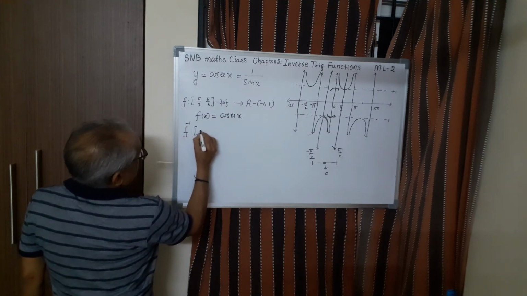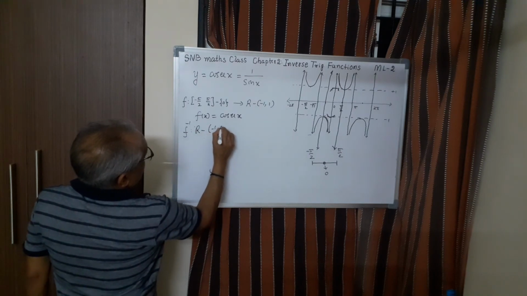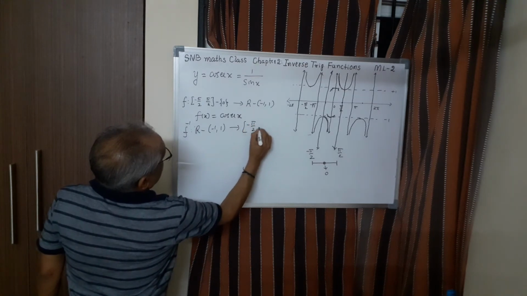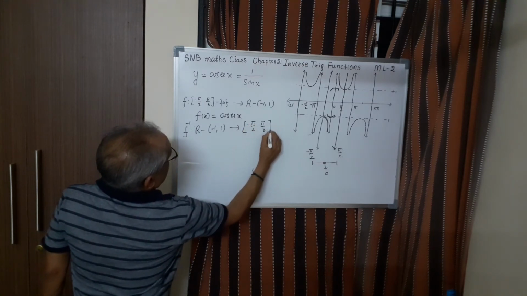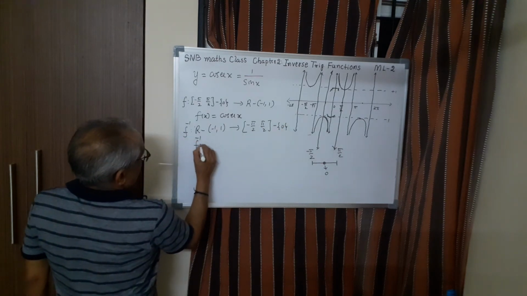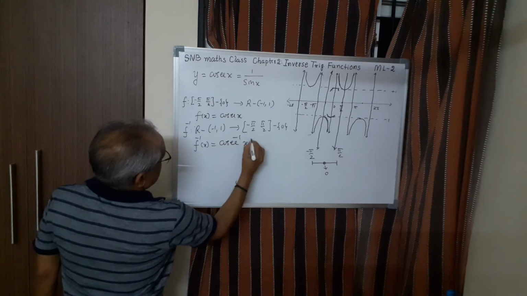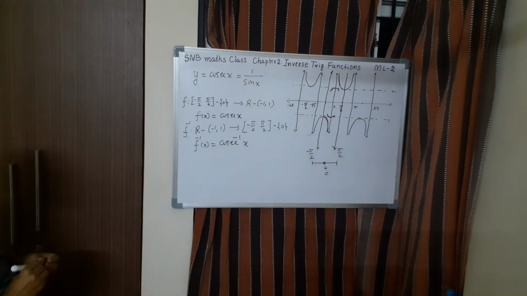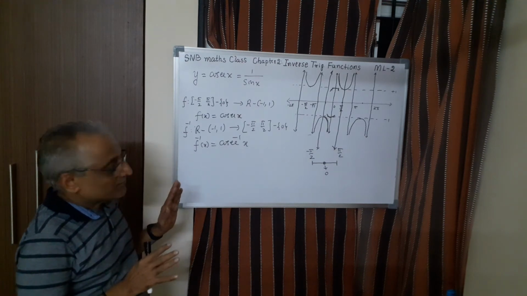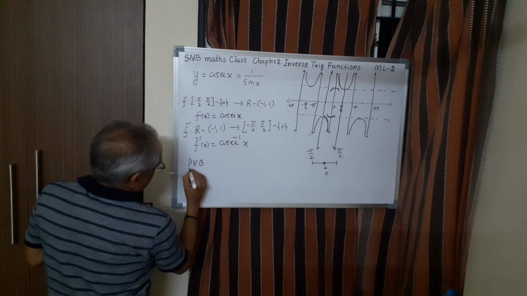So as before, it is R minus the interval minus 1 to 1, to minus pi by 2 to pi by 2, of course here excluding 0. So this is defined by f inverse x equal to cosecant inverse x. So this is a definition of inverse cosecant function, and as before, once again, principal value branch we can take.